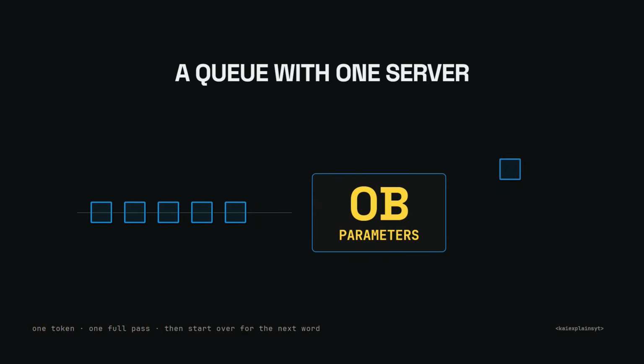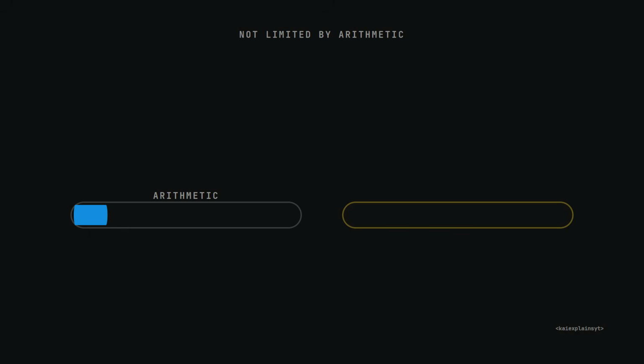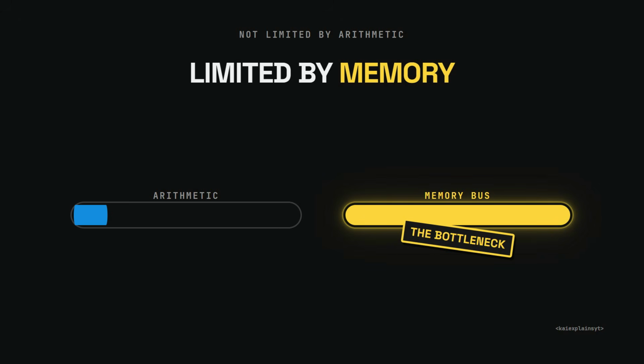Generating text is a queue with one server, one token at a time. One full pass through 27 billion parameters, and then start over for the next word. And here's the thing that surprised me when I first understood it: that pass is not limited by arithmetic. It's limited by memory. Your GPU spends most of every pass dragging weights across a memory bus so it can multiply each one exactly once.